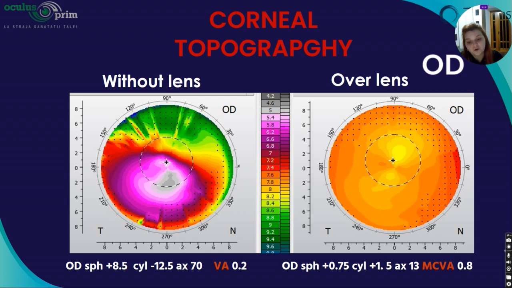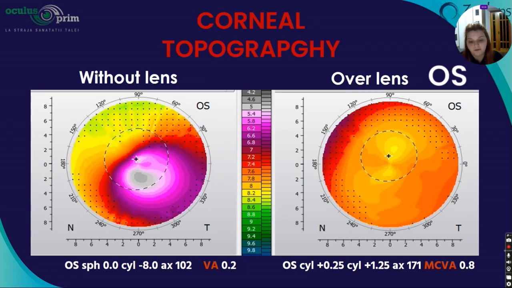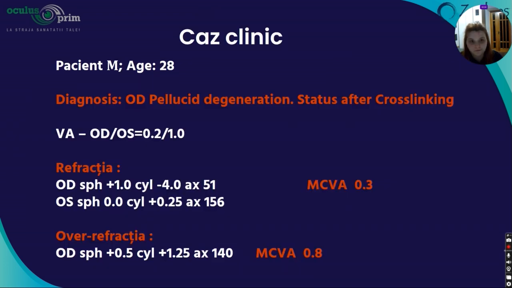Corneal topography shows us the affected area of the cornea, and next to it is corneal topography over the lens. The same effect we observe in the left eye.